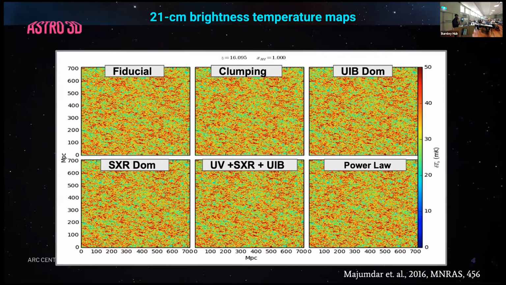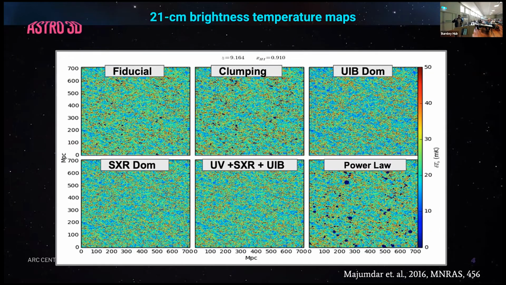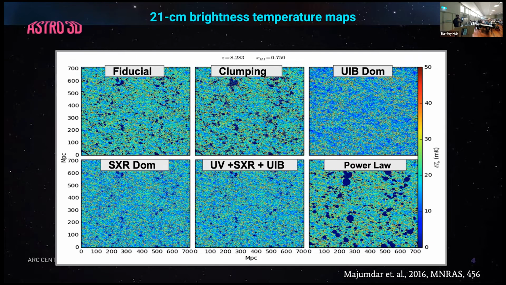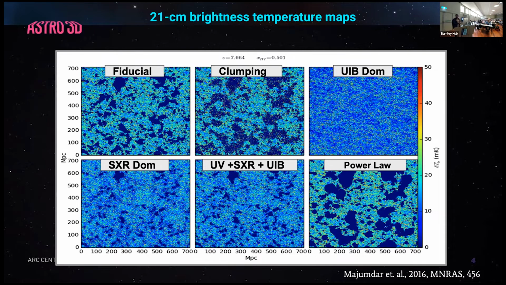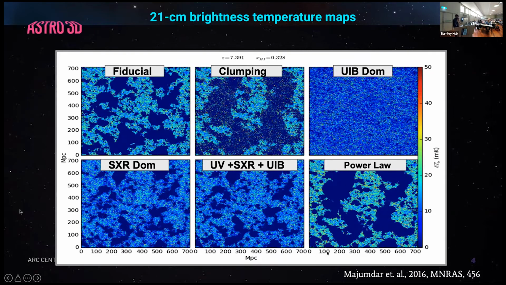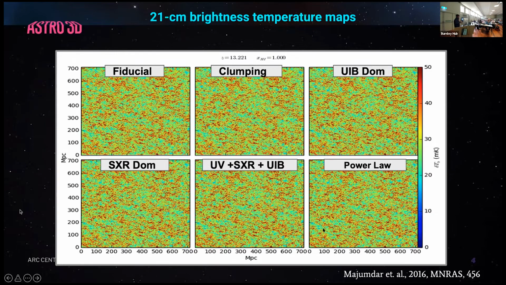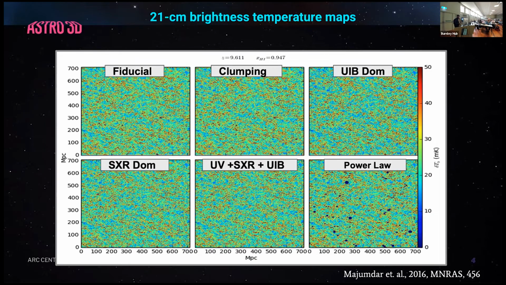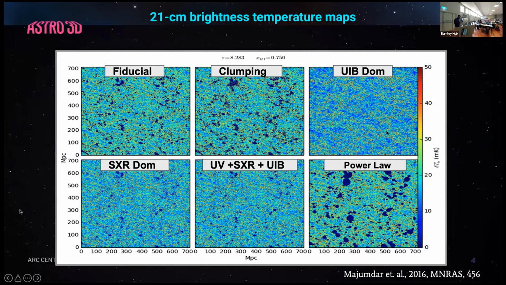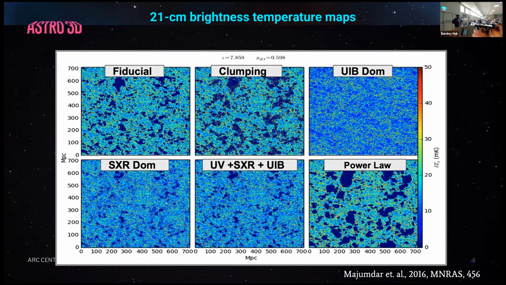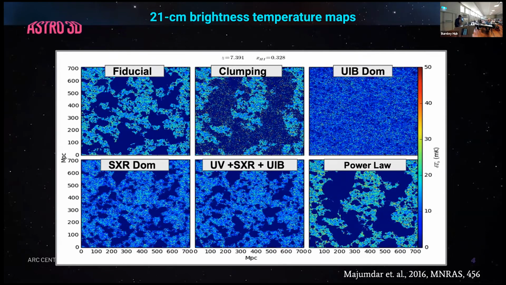This is the 21 centimeter brightness temperature map for these 6 scenarios. We can see clearly that the pace at which the ionized regions evolve is different for different models. For a model like the power law, the ionizing photons are propagating at a much faster rate as compared to the UV photons. So we were interested to see whether, if we follow the largest ionized region, we will be able to distinguish between these reionization scenarios or not.